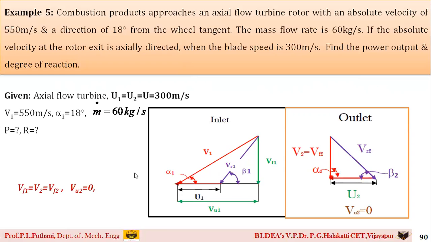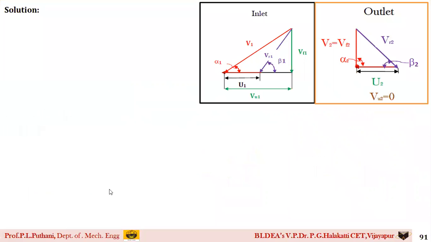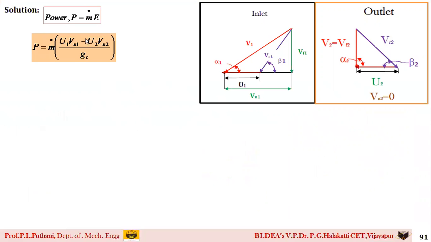Now find out the trigonometric functions. And another important thing in the question which he has already said, that the rotor exit is axially directed, which means these are the conditions, that is VF1 is equal to V2 is equal to VF2, and even VU2 is equal to 0. Now with these conditions, we start the solution of the given problem using the power term, m dot E, where E is nothing but U delta VU by gc. Delta VU is VU1 minus VU2 by gc, as it is a turbine. So U1 VU1 minus U2 VU2 by gc.